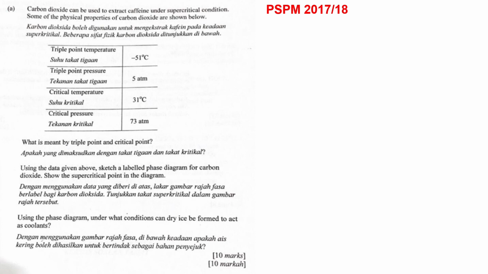Okay, so this is a question from past year PSPM 1711. This is the last format, the old one. For this question, the marks are 10 marks. Okay, so we go through the question. We start with the definition. So this is carbon dioxide, and it gives 4 points.